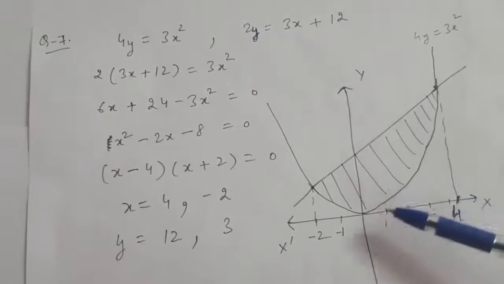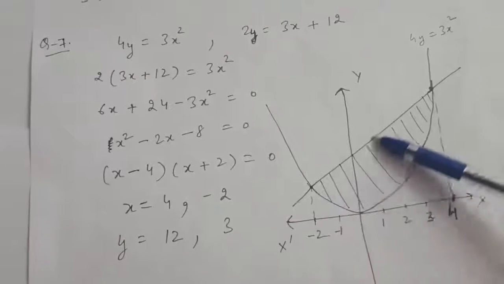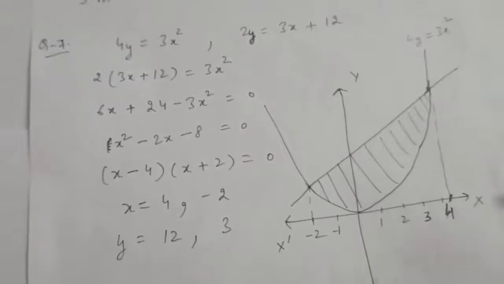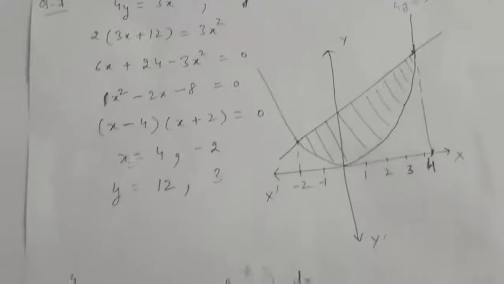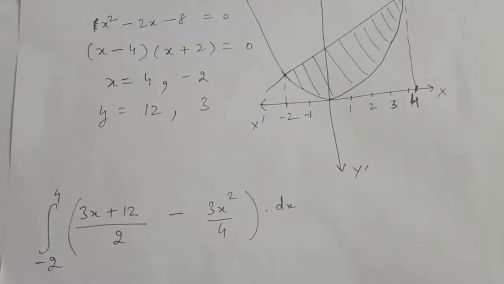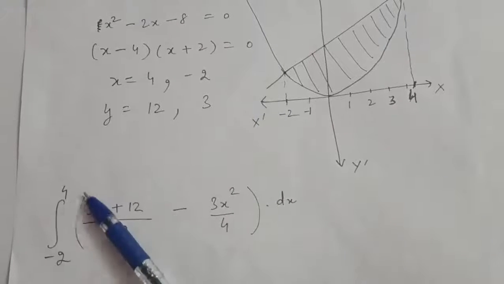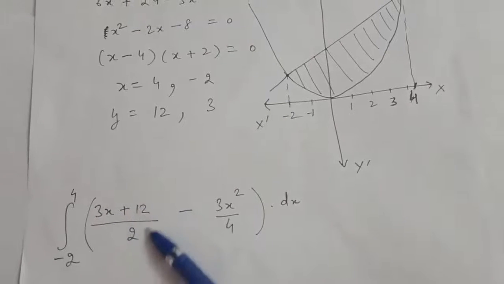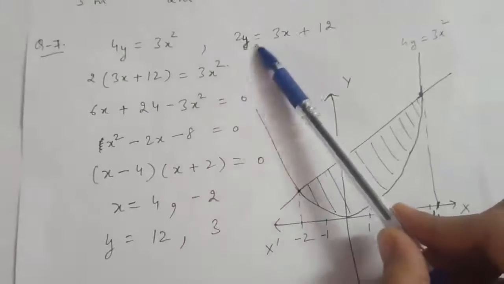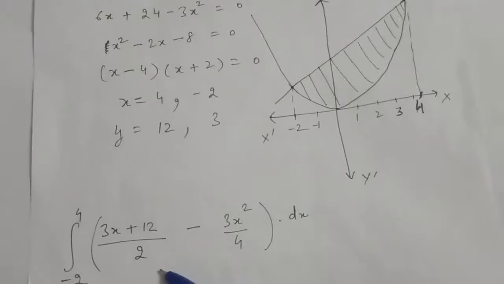Now to find this area, first of all find the area below the line from the limits minus 2 to 4 and then from it subtract the area below the parabola within the same limits, right? So the limits are from minus 2 to 4. Find the area of the line. So find the value of y in the equation of the line, which is 3x plus 12 upon 2.